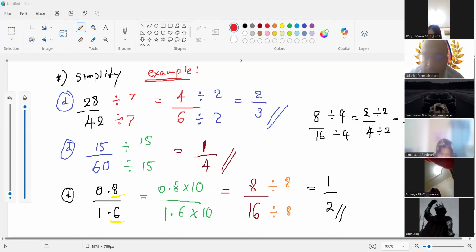Okay, sometimes they are asking for only one fraction. So when they ask for only one, how can you write it? Sometimes they give you 0.4 or 0.025, like that. How do you go about it?